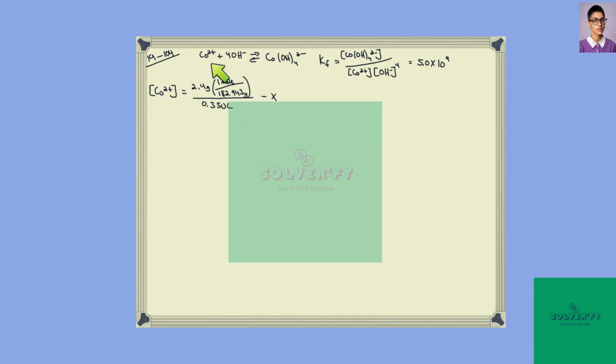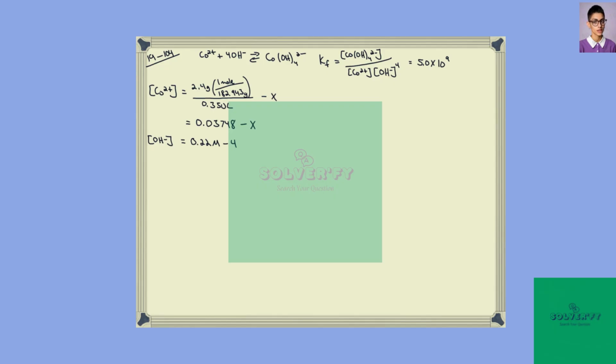Once equilibrium has been reached and we form the product, then cobalt 2+ will be consumed by a certain amount we will call X. So we have minus X here. If I finish the calculation as much as I can, the cobalt concentration will be equal to this number, 0.03748 minus X. Now let's look at the hydroxide concentration.